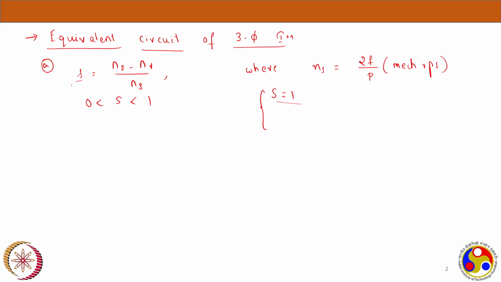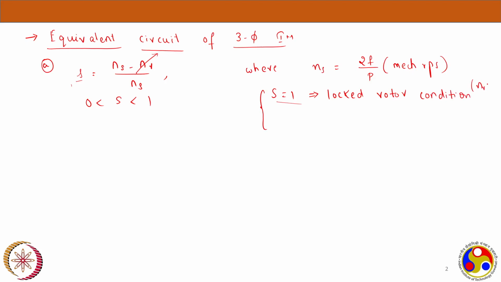Then there will be no NR; the speed of the rotor is equal to 0. Now NR equal to 0 means if you substitute NR equal to 0 here, NS by NS, S will be 1. We call that condition the standstill condition, or in simple terms, the locked rotor condition.